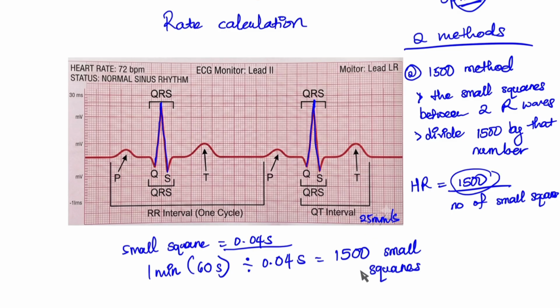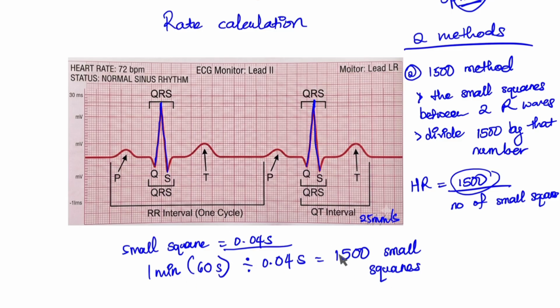1,500 small squares in 1 minute. So now when you count the small squares between the two R waves, you are measuring the duration of just one heartbeat, right? Just one heartbeat. But remember, we're trying to find the number of beats in how many? In 1 minute, which is why we're using 1,500.